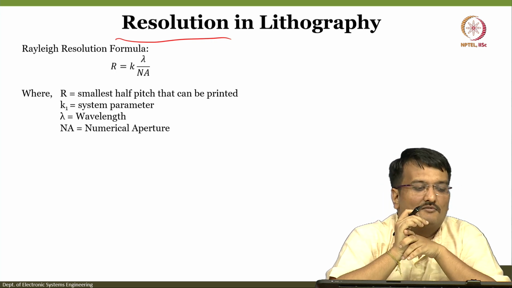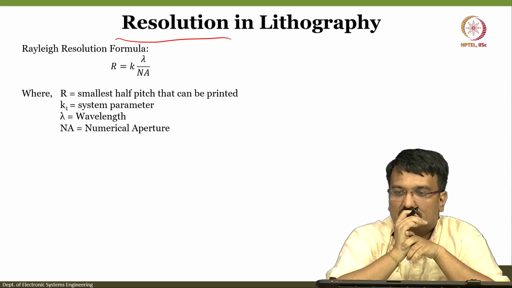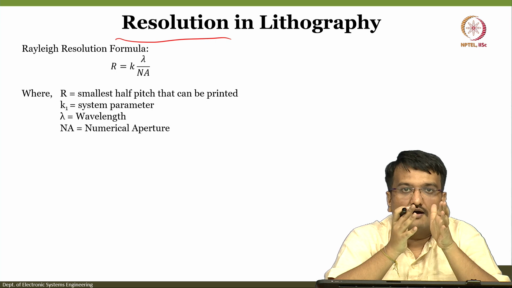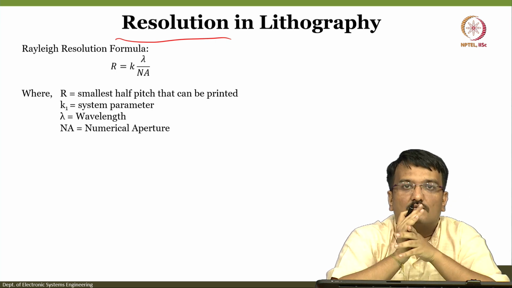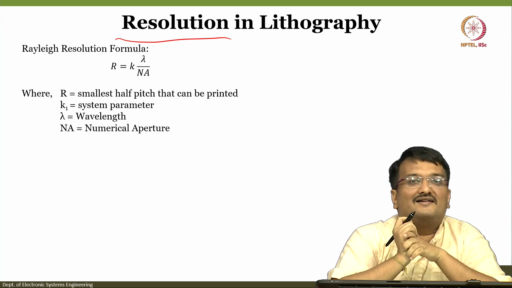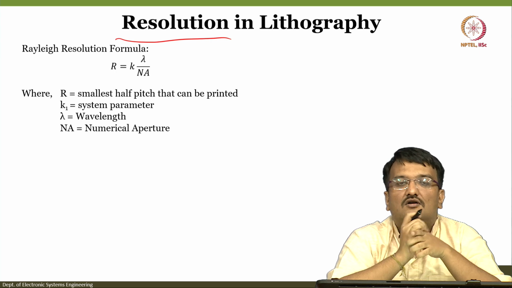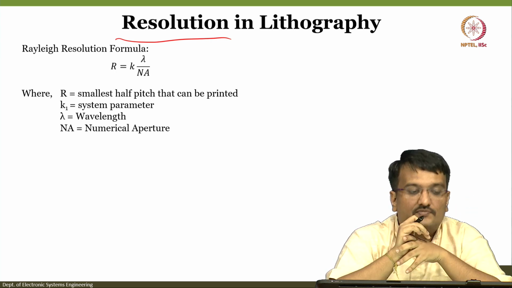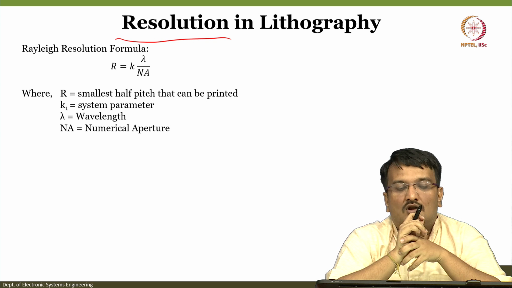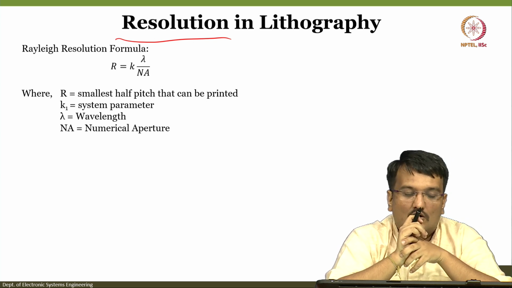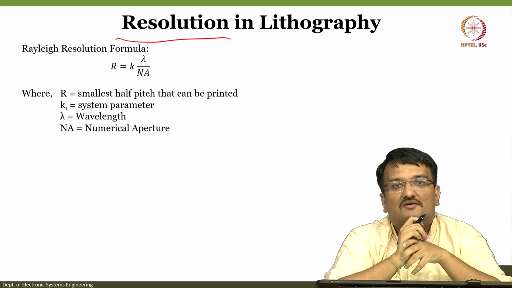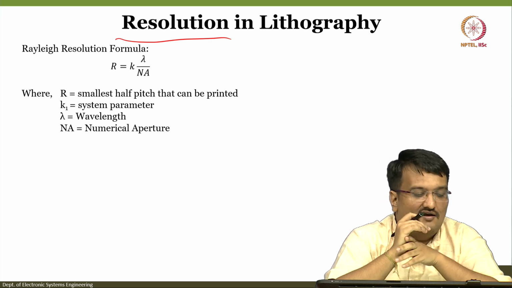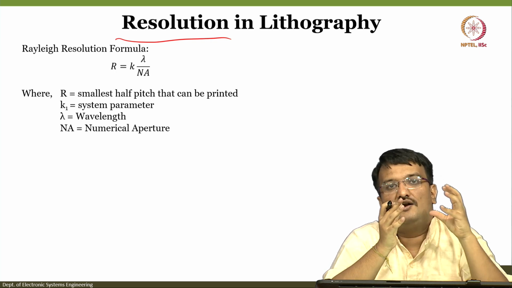Rayleigh came up with an empirical formula. It is not like there is a derivation of this formula; it is empirical, and it is true only for projection or diffraction based lithography, which is what we are considering right now. He came up with the formula that resolution R is equal to k lambda by NA. Here k is your system parameter. What is that? We will come to that. It depends on how you are illuminating the source and so on.